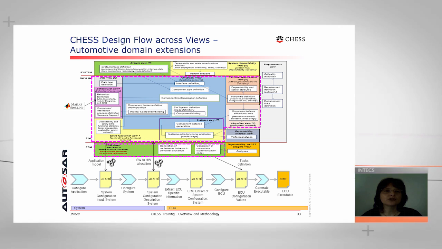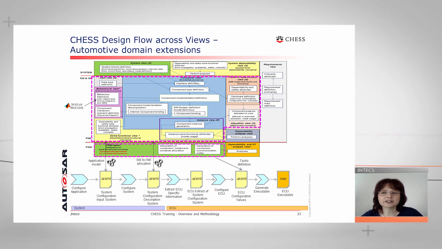A brief overview of the automotive domain extensions that we provided for CHESS. So we studied the possible mappings of the CHESS methodology onto the AUTOSAR process. We found a correspondence in the phases of the two approaches, in particular related to the modeling of the application and to the allocation of software to hardware. So we implemented a transformation from the CHESS model onto the AUTOSAR model.